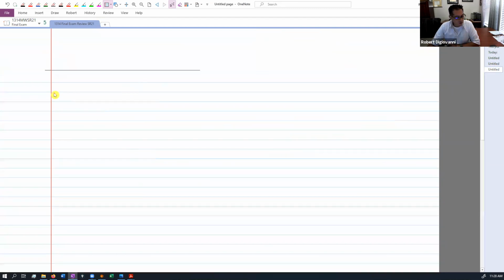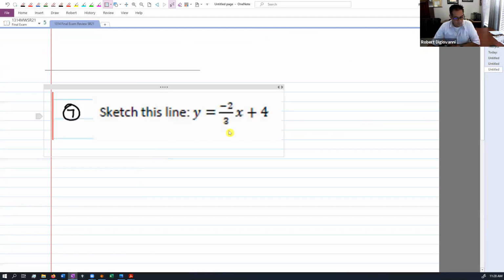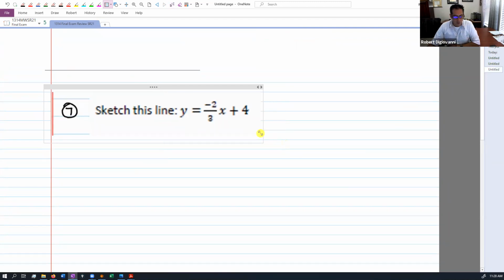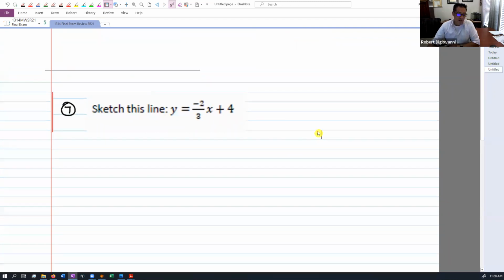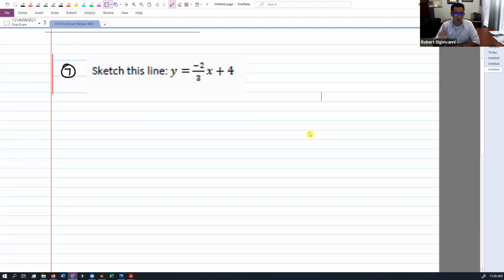Right, next thing we want to do is sketch a line. So when we were talking about lines and sketching them, there were two methods that we discussed. There was the intercept method, and then there was the slope intercept method. So I think what I'll do is I'll do this both ways, okay? Because you on the test can do either way. So let's do the intercept method first.